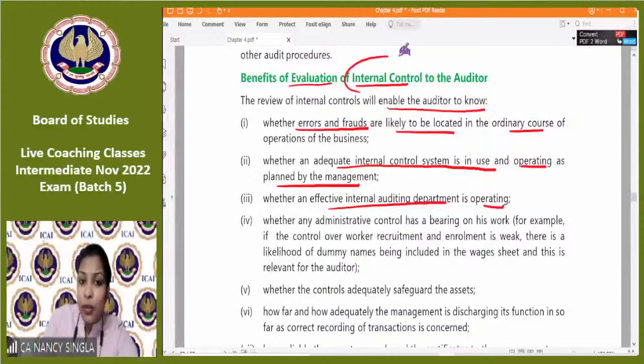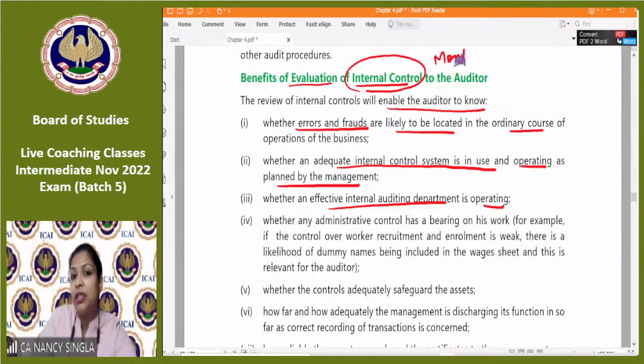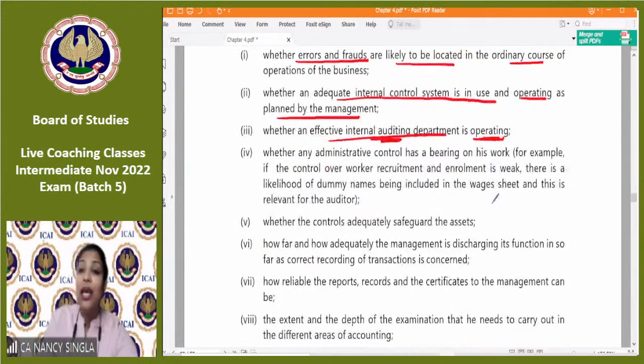When we are evaluating internal control, we are also evaluating monitoring of internal control, and we have seen that in monitoring of internal control, we will also consider the internal audit function. So whether the internal audit department is operating or not, ठीक है? Whether there is any administrative control that has a bearing on his work.